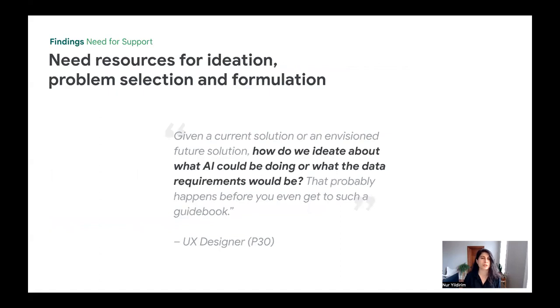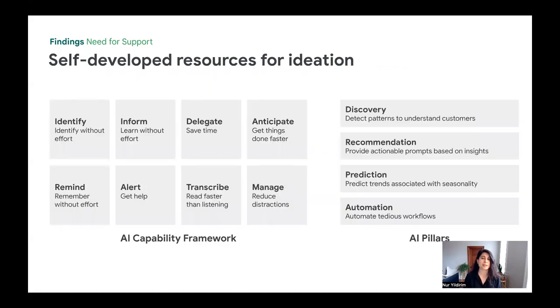In terms of needs for additional support, participants shared that the guidelines were almost always focused on problem solving, and there wasn't much help for finding the right problems to solve with AI. So several participants asked for resources for ideation, problem selection, and formulation. Some teams created their own resources for ideation. So similar to prior work, these captured AI capabilities and examples showing how AI can create value. And these resources were helpful for brainstorming AI-enabled product features with cross-functional team members, especially with designers and product managers who don't have a technical background in AI.